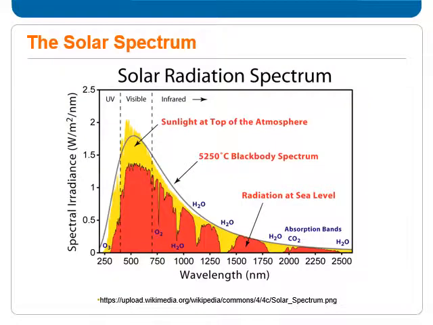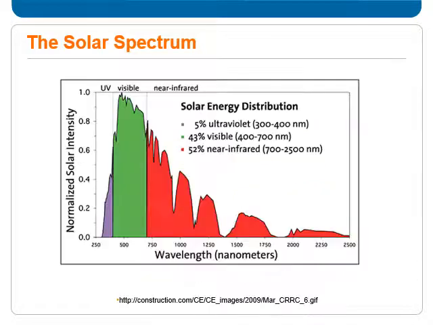The Sun produces a lot of ultraviolet light, which luckily is filtered out by the Earth's atmosphere. The yellow area of the curve shows the irradiance leaving the Sun, while the red area shows the light that reaches sea level on Earth. The solar spectrum that we experience has regions that are removed by water, carbon dioxide, ozone, and other molecules. The energy distribution at Earth's surface is 5% ultraviolet, 43% visible, and 52% near infrared.